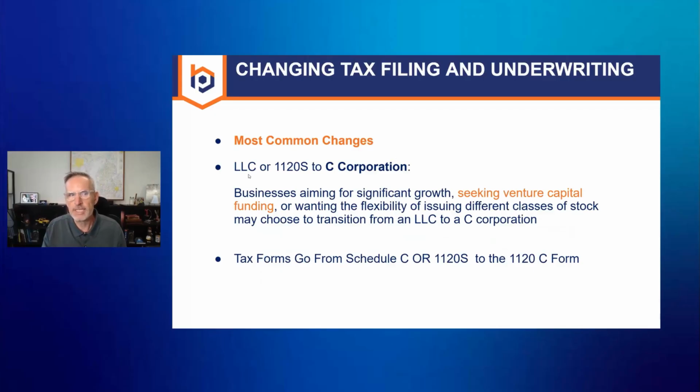Another common one is the LLC or 1120S into a full out C corporation. Now, in my 30 plus years of underwriting, I don't see this very often. Very few borrowers you run across actually run an 1120 corporation. There's a big difference between 1120S and 1120 C Corp, right? And the reason you do that is mainly you're seeking venture capital. In other words, you need money because with all the other structures, you can't get stocks.